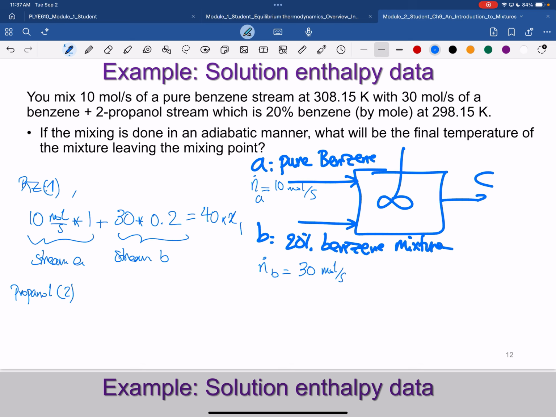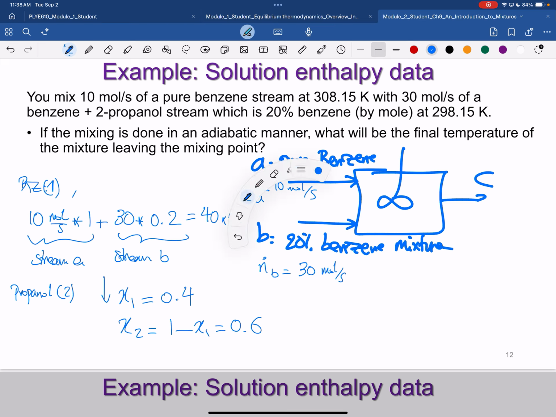Okay, so I'm going to call that mole fraction X1. So I can calculate X1, right? One equation, one unknown. That's just a simple mass balance. So using this, X1 becomes 0.4. And obviously X2, the mole fraction of the 2-propanol in stream C, is what? 0.6, right? Mole fractions add up to 1. So X2 is 1 minus X1, so it's going to be 0.6. Okay, good.